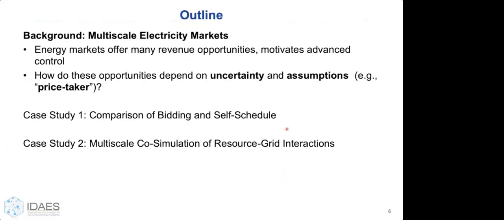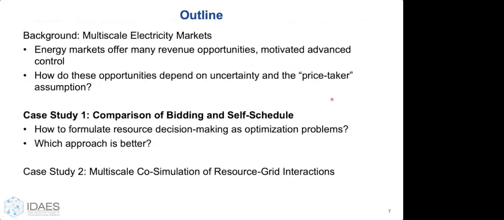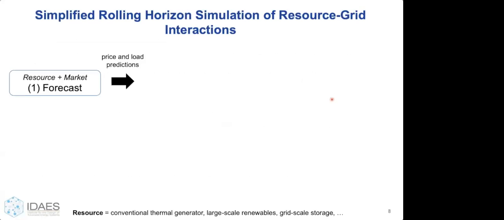Today I'm going to talk about uncertainty and assumptions, especially this price taker assumption, which is that a resource is so small that its actions don't influence the market. And we'll talk about how to assess that. So in this first case study, we want to compare bidding and self-scheduling, talk about how to formulate these, and talk about which approach is better.